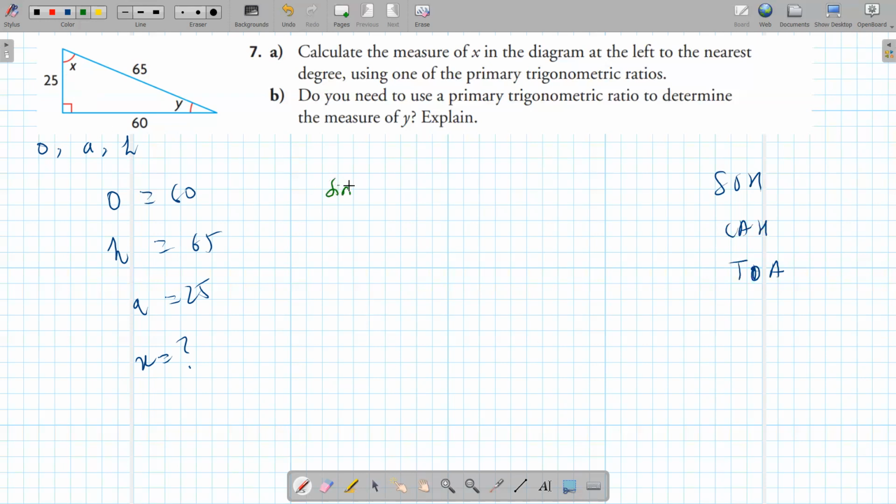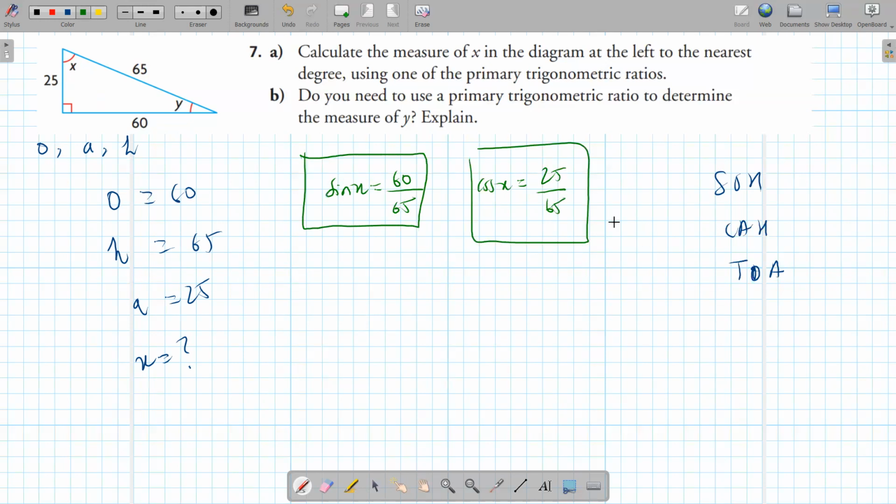We could either do sine of x equals opposite over the hypotenuse. You see this one? Or we can do cos of x. Tell me, cos of x equals what over what? It's a over h, right? So it's 25 over 65, right? Or you can use tan of x. And that'll be what? O over a, right?